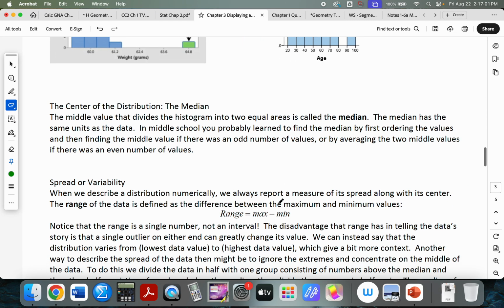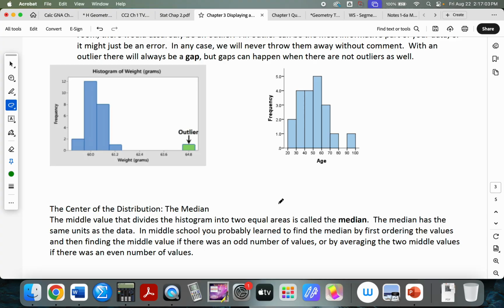All right. Let's go ahead and talk about median. We'll get through that. You guys already know about median. You've been doing this since, I don't know, 6th grade, maybe earlier. So the middle value that divides the histogram into 2 equal areas is called the median. The median has the same units as the data. In middle school, you probably learned to find the median by first ordering the data from least to greatest, and then picking out the middle number if it was odd, or averaging the 2 that are together if it was even.